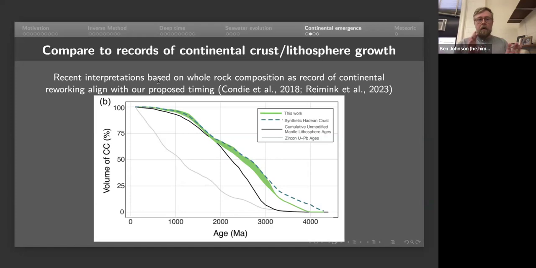So we're pretty consistent. Again, it's nice to not be all on your own when you're making these interpretations, right? You want to compare to these other sorts of records. And so at least with this one, we're matching up pretty well.